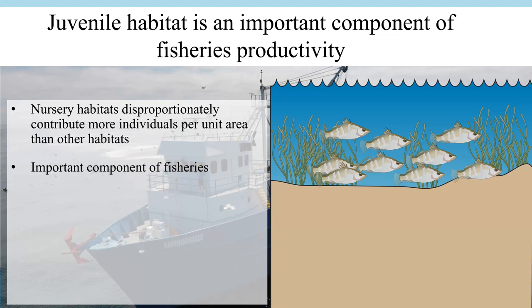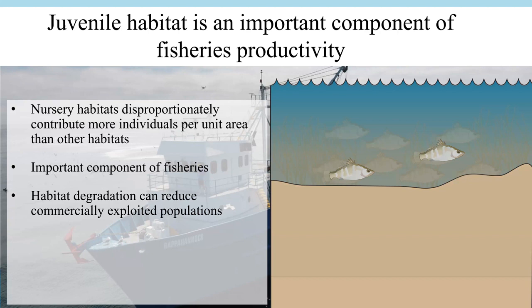Now, habitat degradation can reduce the extent and the commercially exploitable populations of different species within these ecosystems. And so as a result, we should care about how our habitats are doing in these different ecosystems and how we should respond in terms of our fisheries management policies with respect to changes in these habitats, either increases or decreases in habitat availability.